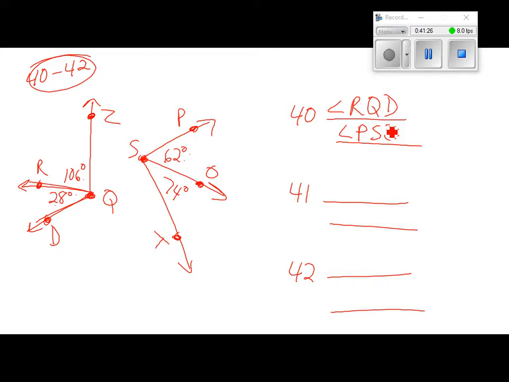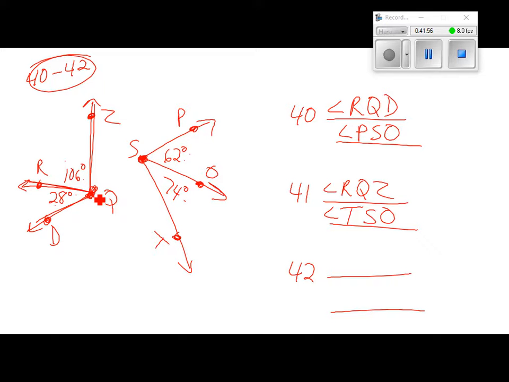Number 41 says name a pair of supplementary angles. Supplementary means they add up to 180. Well, if I look at these two numbers, 106 and 74, you add those together, they add up to 180. So angle RQZ and angle TSO. And again, there's different ways you could have named those. Had to be with 3 letters though this time. And you had to make sure that the vertex letter, S or Q, was in the middle for each answer.